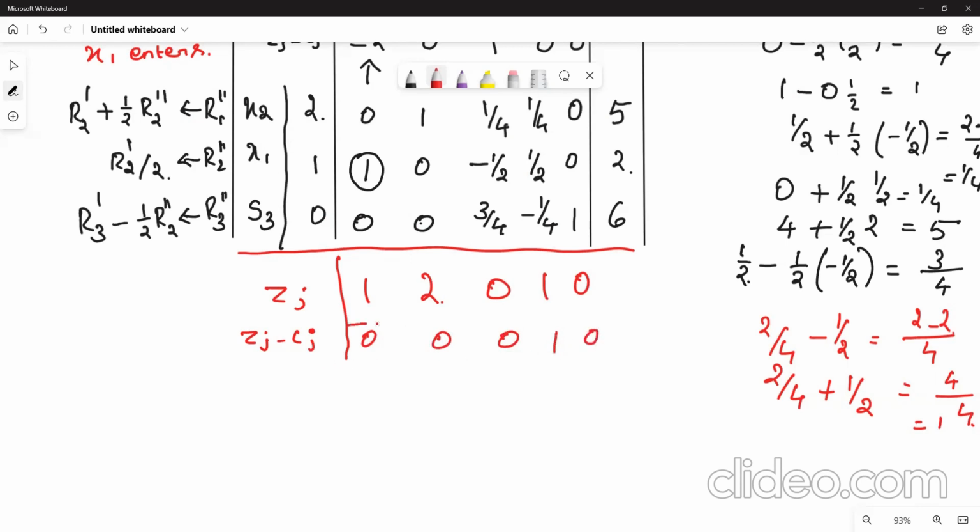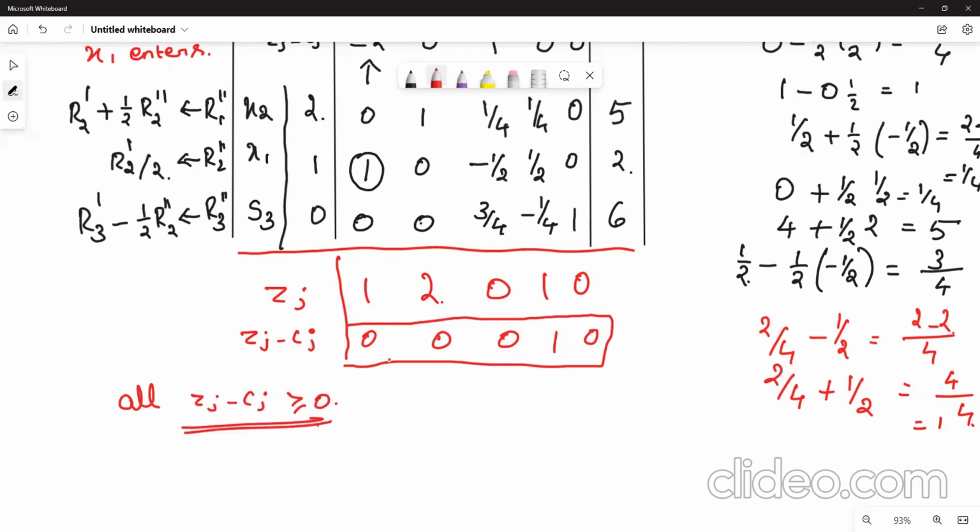Here there is no negative term at all. All Zj minus Cj are greater than or equal to 0. We have reached this position, which means the optimum solution is obtained. When the optimum solution is obtained, that is when you see all Zj minus Cj to be positive, in that case we need not find the ratio. Instead, we'll be finding this solution entry value.